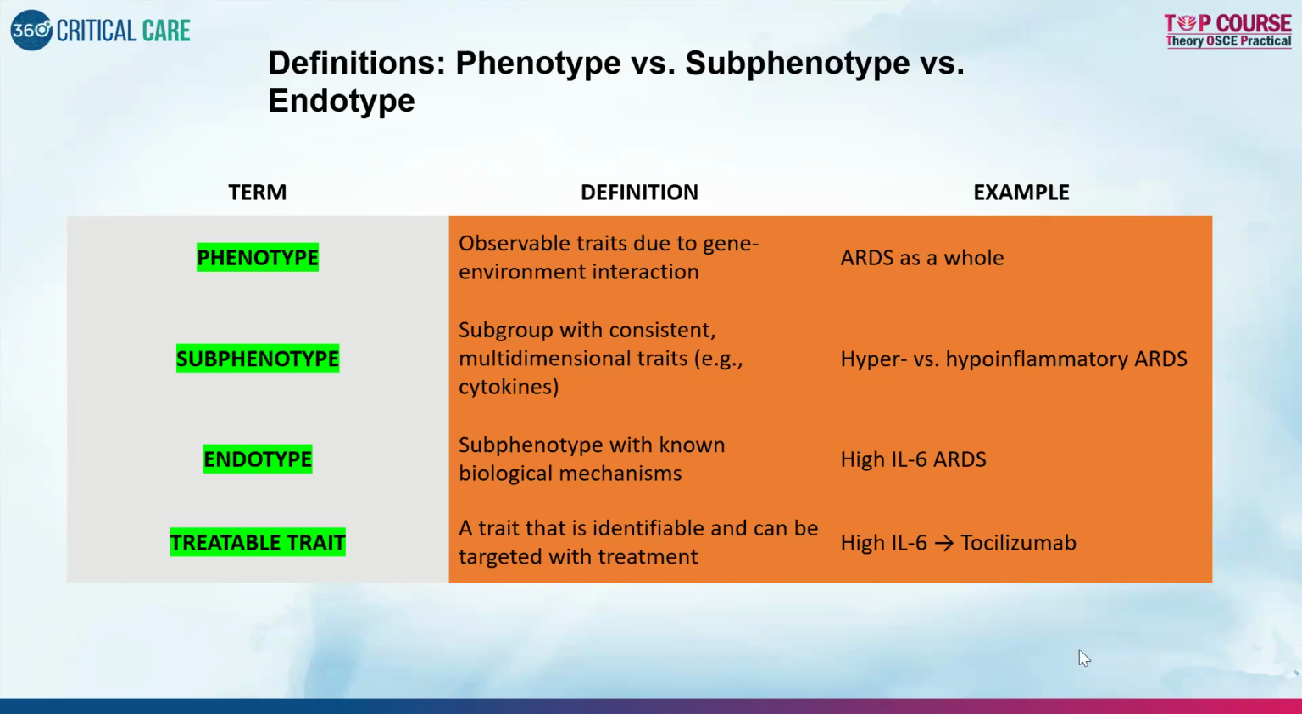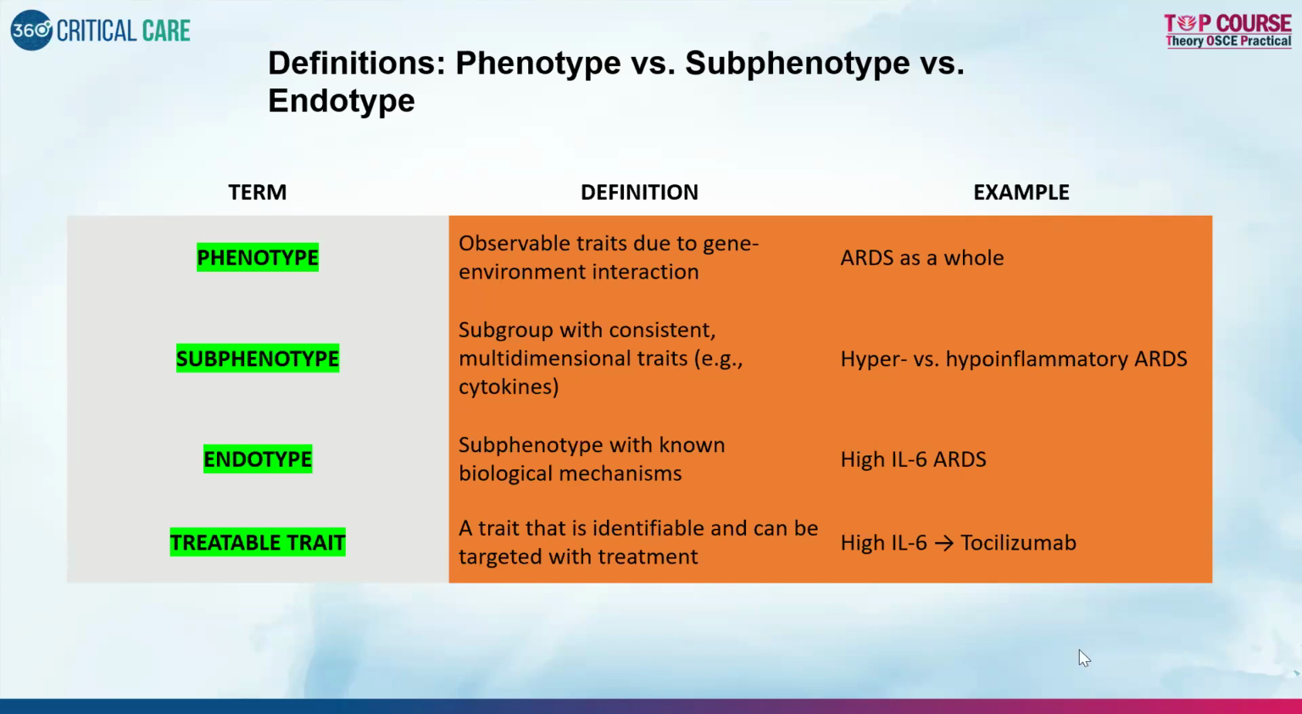First we have the phenotype, that is the ARDS as a whole. Then we have a subphenotype, that is hyper versus hypoinflammatory. And when you're thinking about subphenotype, you need to know the endotype. Endotype will let you know what the subphenotype is, whether it is hyperinflammatory or hypoinflammatory, based on a biological marker. So what is the biological marker that you use? It can be interleukin 6 or tumor necrosis factor alpha. There are a few examples. Along with this, we go to the treatment plan.